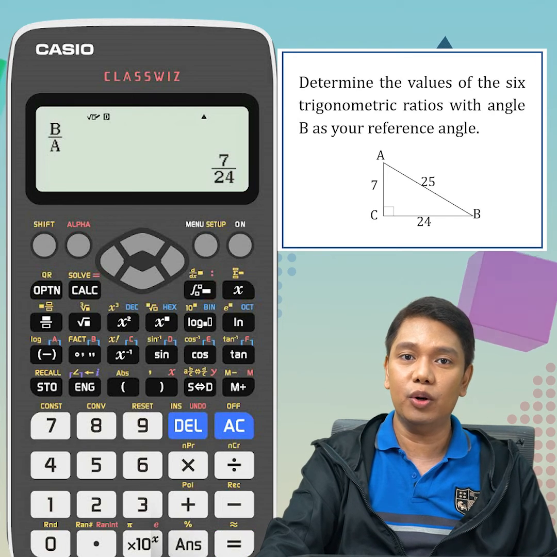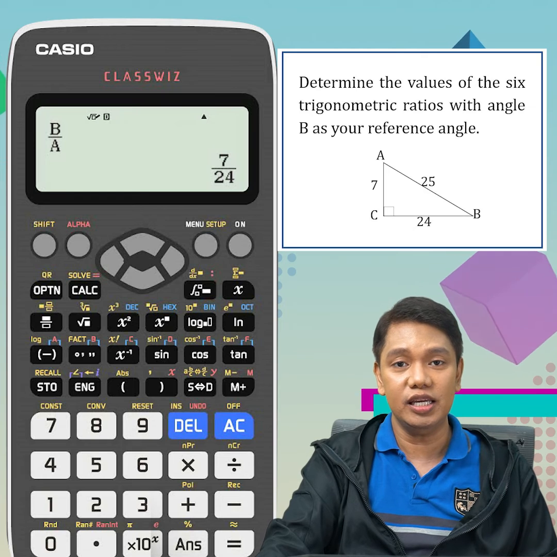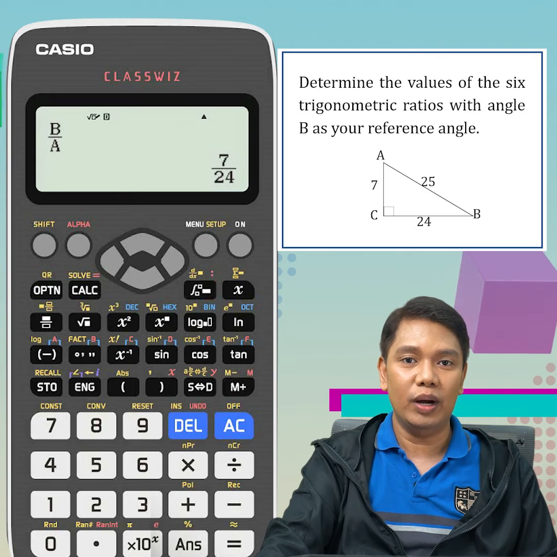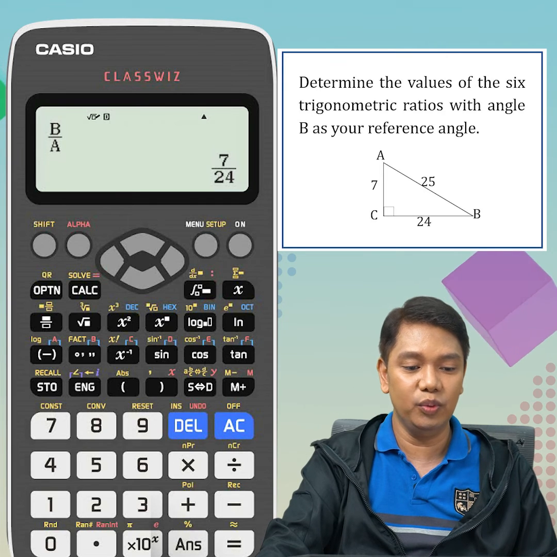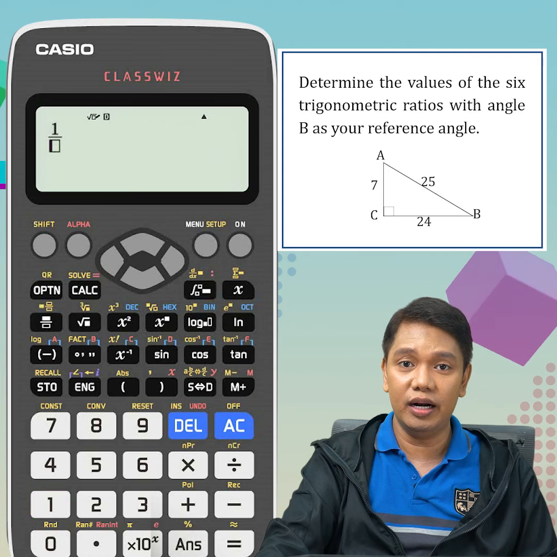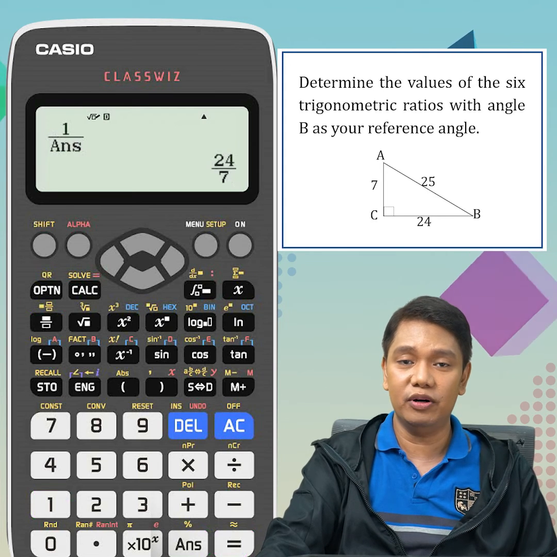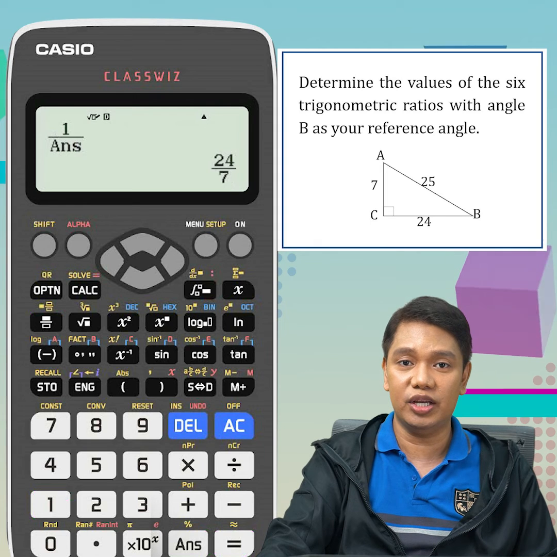To compute for the cotangent, it is actually the reciprocal of the value of tangent B. So what we need to do is just press 1 and then fraction bar and then the answer button, and then pressing equals, we have 24 over 7 as cotangent B.